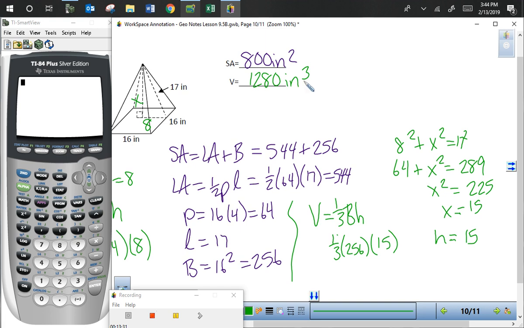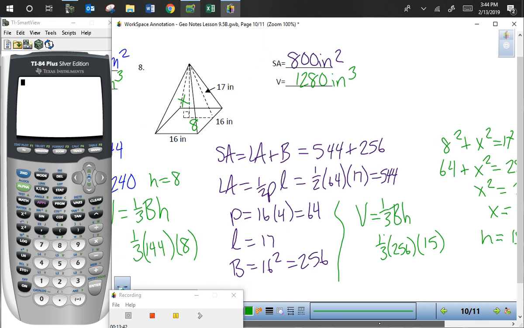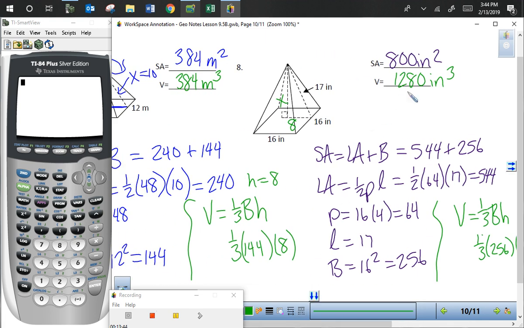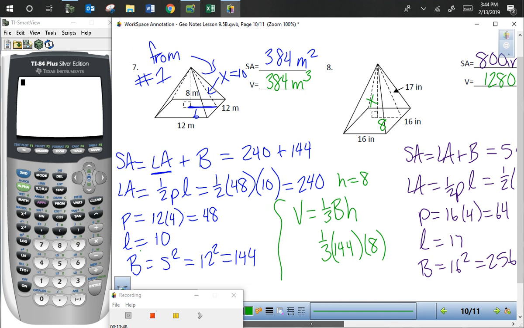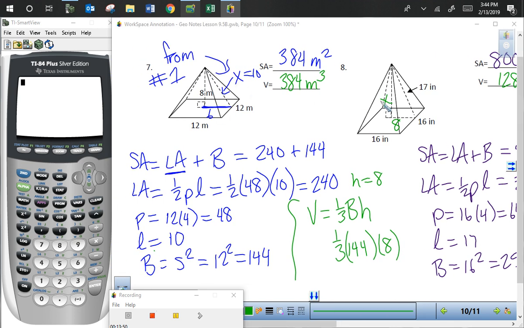Now, what I would like to point out here is when we're asked to find surface area or volume, it didn't matter what we were given to start out with. We had to use the Pythagorean theorem to solve for x no matter what. So if you have to find both, it may be a good idea to find that missing piece first. That way you have everything ready when you go to actually plug stuff into your formulas.